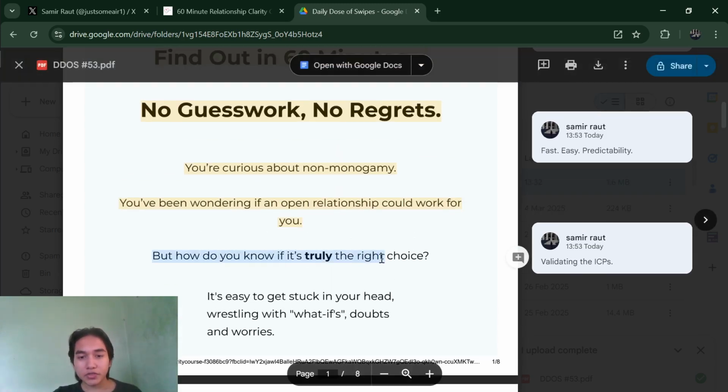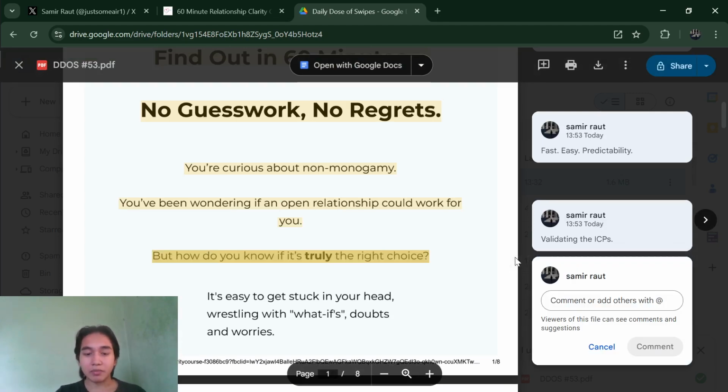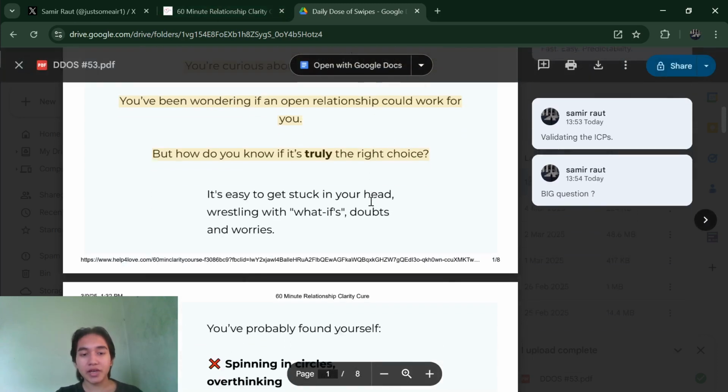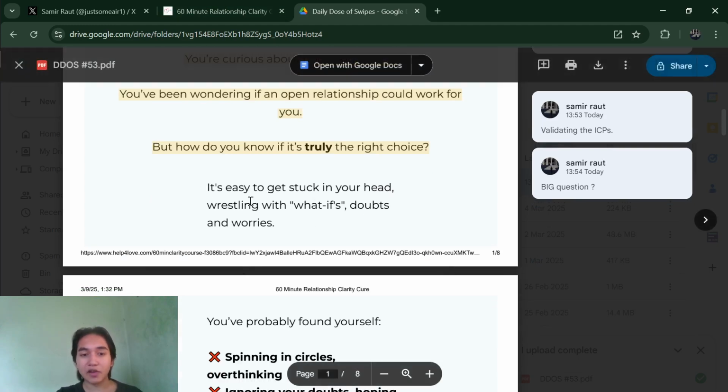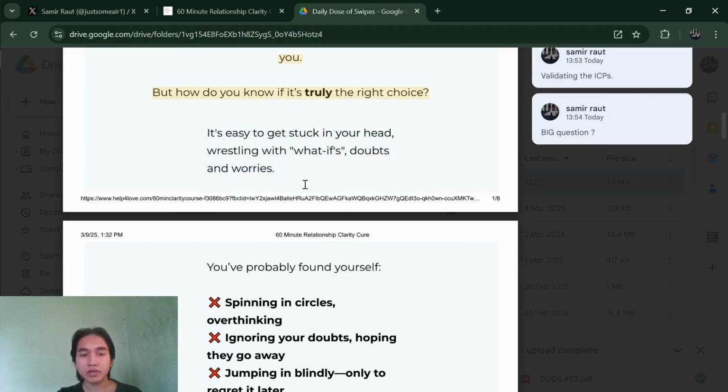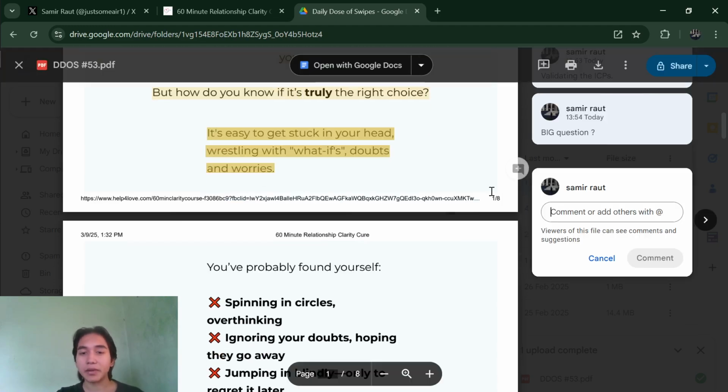But how do you know if it's truly the right choice? The big question. It's easy to get stuck in your head, wrestling with what ifs, doubts, and worries. You're just highlighting the pain points.